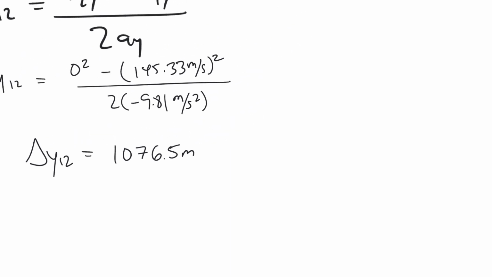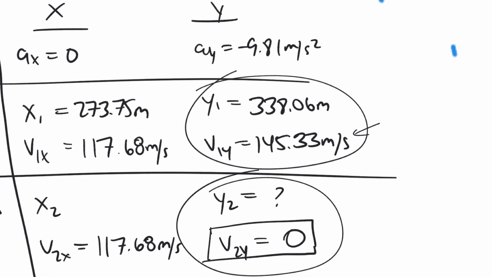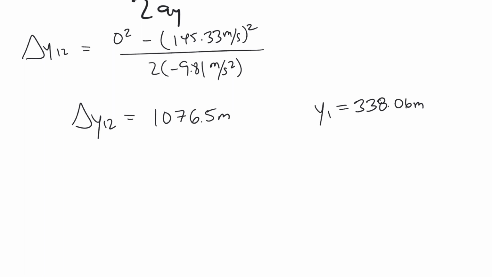Now, if we remember that y1 was some value, what was y1? 338.06 meters. So if we were at 338.06 and then we went up that much, our final y2, the maximum height, is we're just going to add those two up, and I'll get 14.6 meters, or to 3 sig figs, 1410. 14, well, therein lies the question, right?